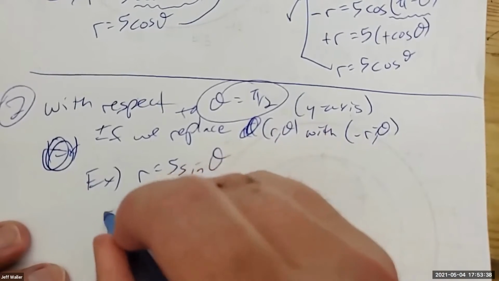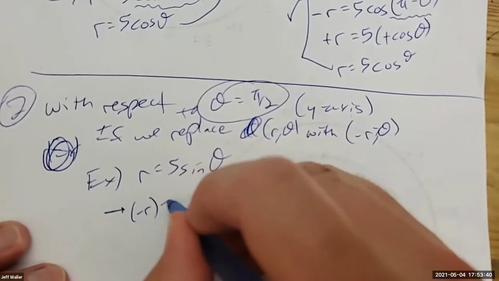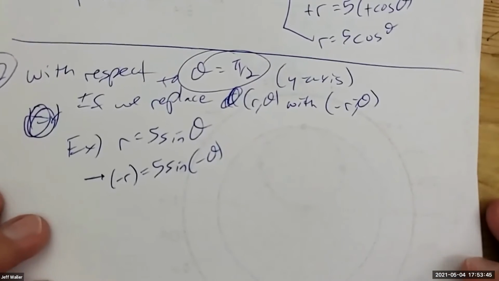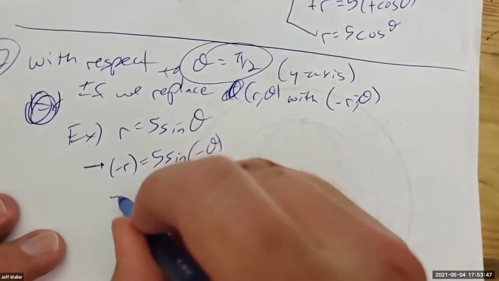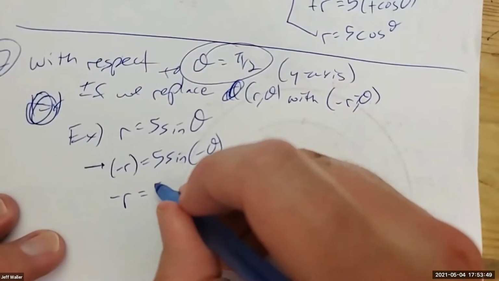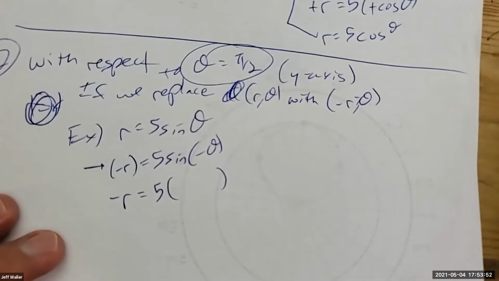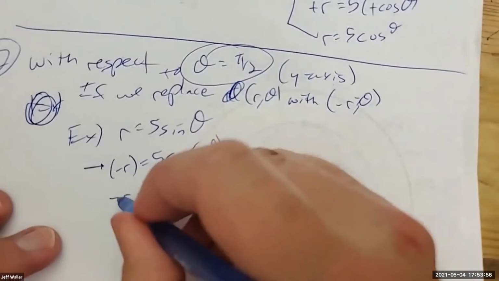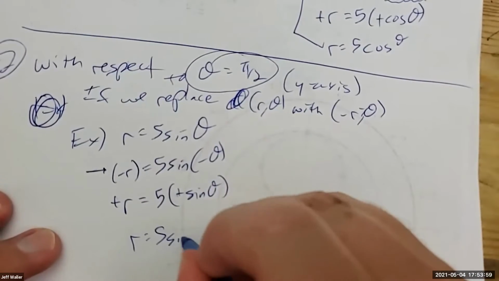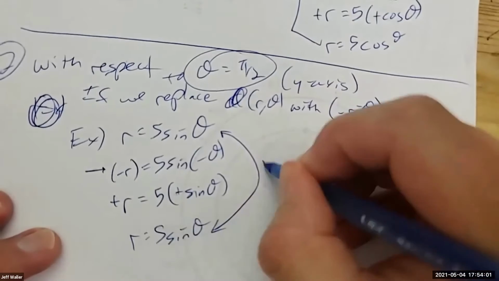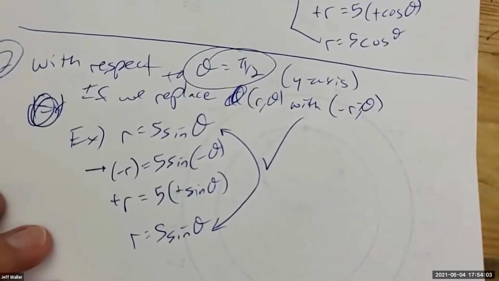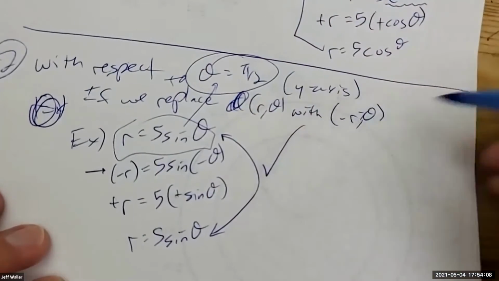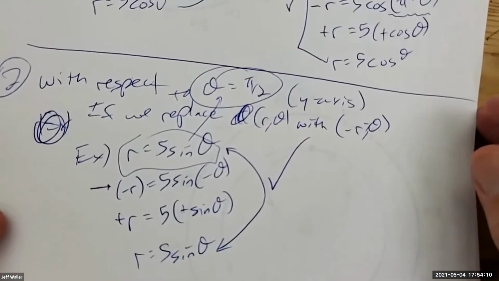So if I replace the r with negative r and the theta with negative theta, what is sine of negative theta? Negative sine. I like it. And of course, then the two negatives cancel. So do I end up with the same thing? Check. So we knew this thing had this symmetry, so of course it better pass the check.